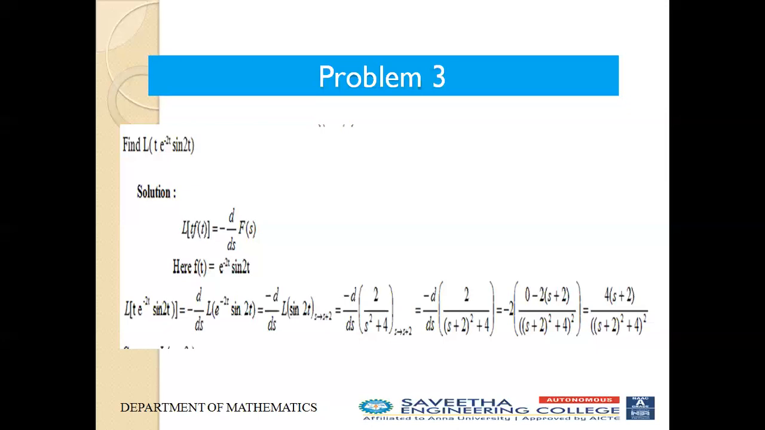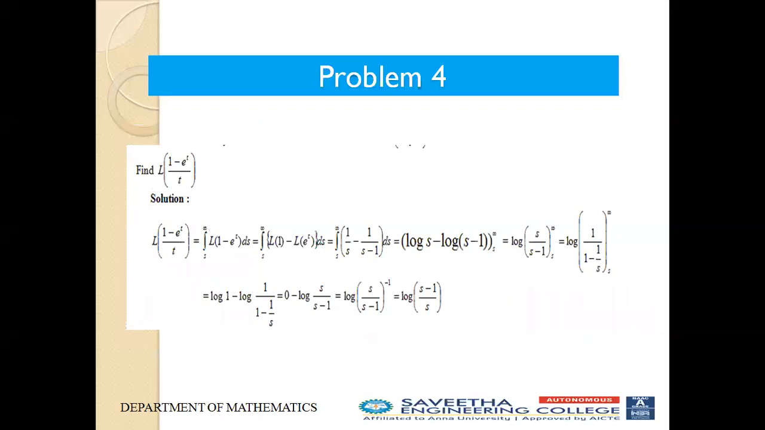As usual, we are going to use the u by v rule. First, we are going to square the denominator, s plus 2 the whole square plus 4 the whole square. The first term becomes 0, minus 2 into s plus 2, and then minus of minus will become a plus. So the final answer is 4 into s plus 2 divided by s plus 2 the whole square plus 4 the whole square.